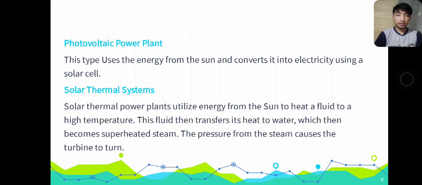Then solar thermal system naman is solar thermal power plants utilize energy from the sun to heat a fluid to a high temperature. This fluid then transfers its heat to water, which then becomes superheated steam. The pressure from the steam causes the turbine to turn.